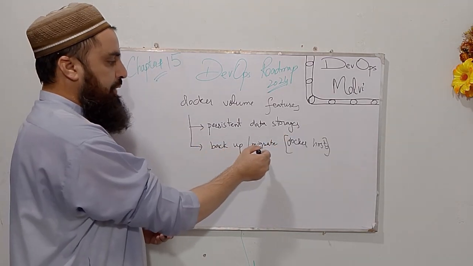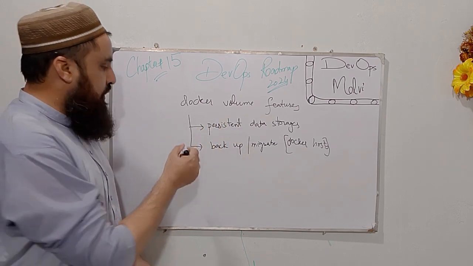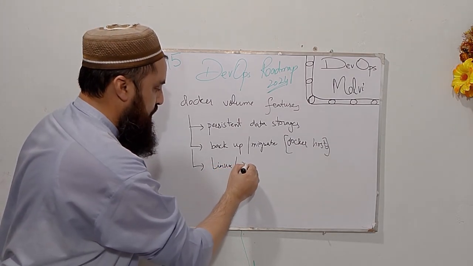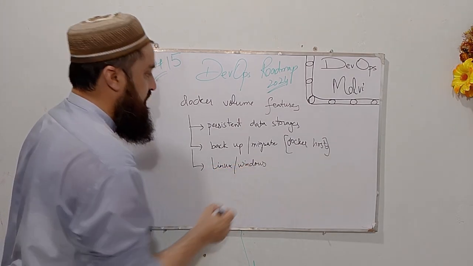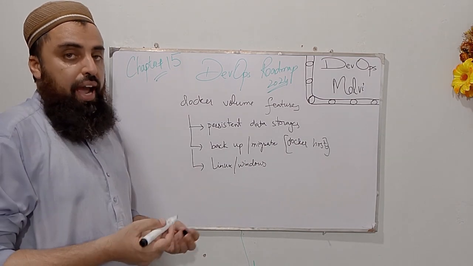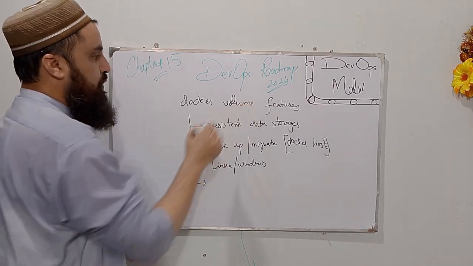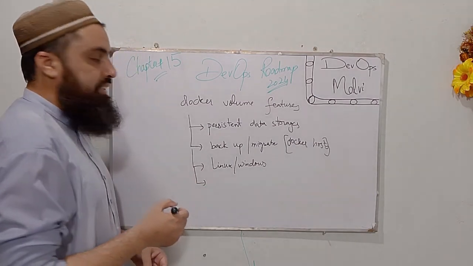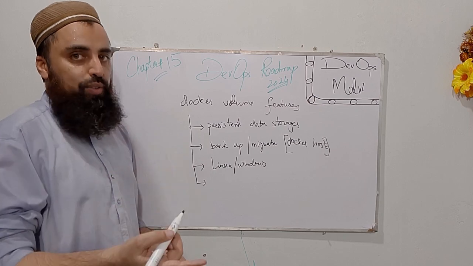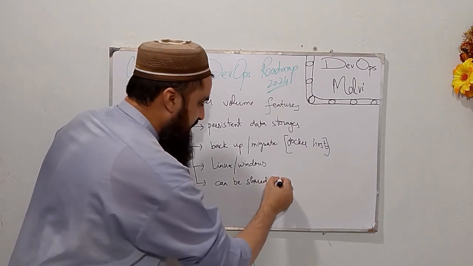So the backing up and migration in Docker host is easy while we use the Docker volume. Docker volumes work both on Linux and Windows machines. This is also one of the key features of Docker volumes. They work smoothly both on Linux and Windows. And like we discussed before, we can attach a single Docker volume to multiple containers at one time, or multiple volumes can be attached to a single container at one time.